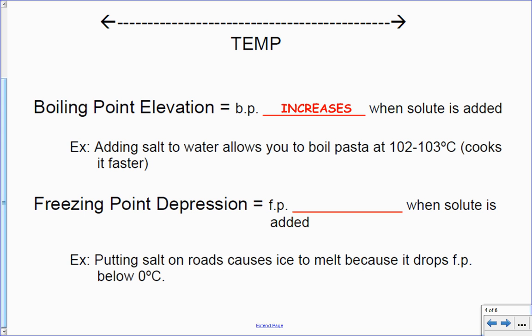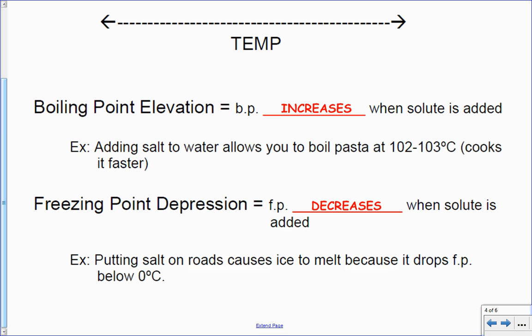Freezing point depression: the freezing point decreases when a solute is added. So if I take salt and put it on the roads, that makes ice melt below 0 degrees, probably -2, -3, which is where I can get the temperature to go before it refreezes again, because it'll melt at 0. The only thing that's difficult to understand about this particular topic is that freezing point depression and boiling point elevation happen at the same time.